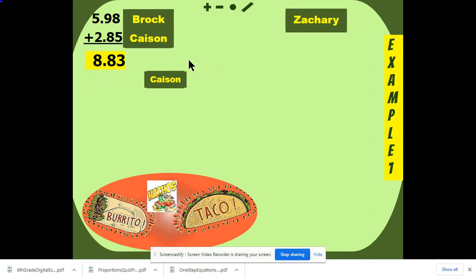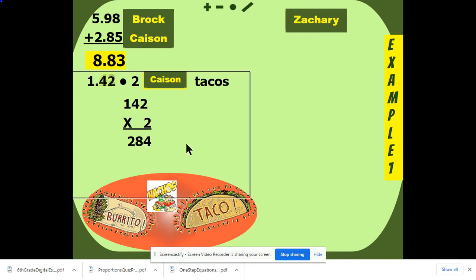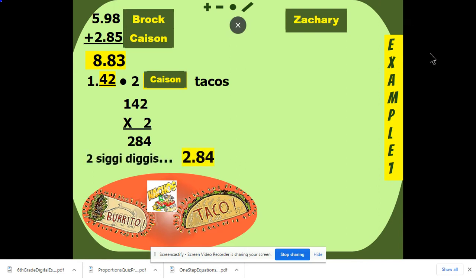And then with Kason, he has 2 tacos at $1.42 each. So I could multiply. I could add 142 and 142, but I could also multiply. When I do that, I want to forget about the decimal points. So I'm lining up my numbers and I multiply without any decimal points. 284. Then I go back and I count the significant digits behind the decimal point. 1, 2, and I'm going to start at the end of the number, and I'm going to go to the left 2 places for 2 significant digits, or siggy diggies.